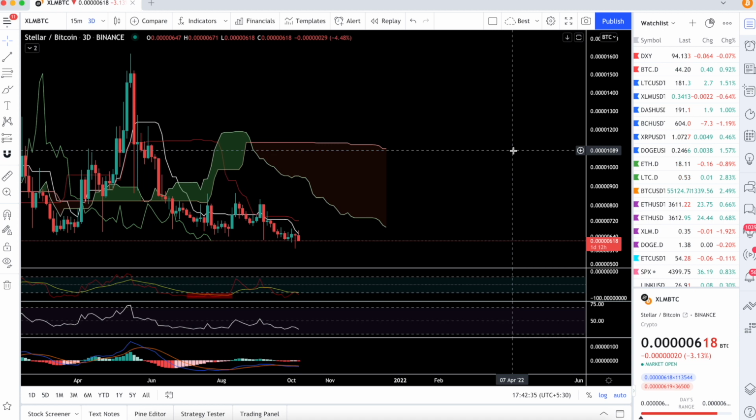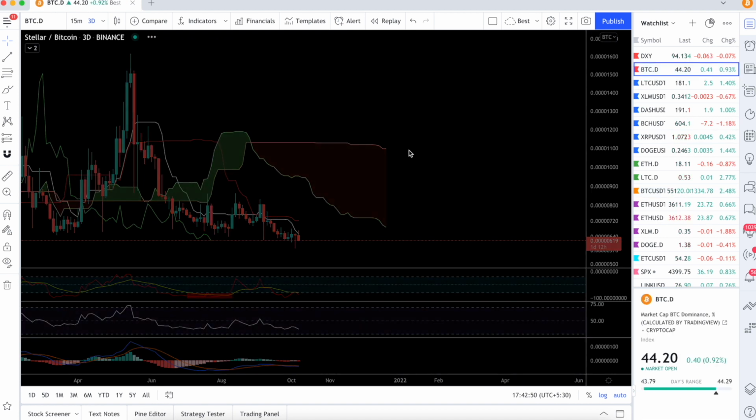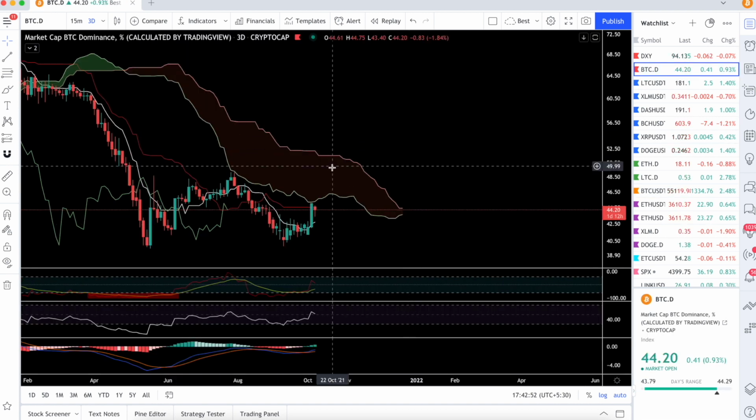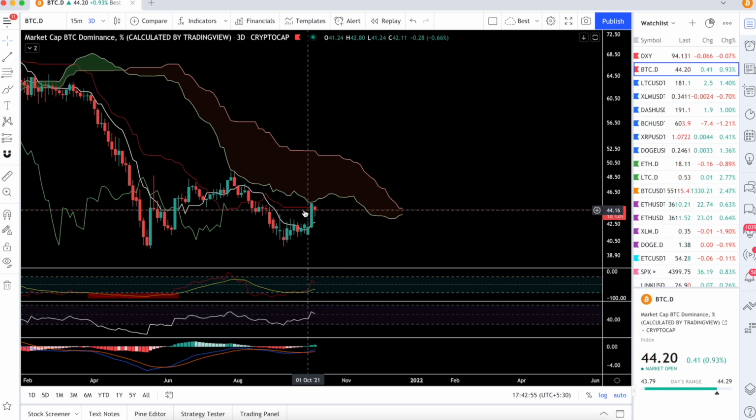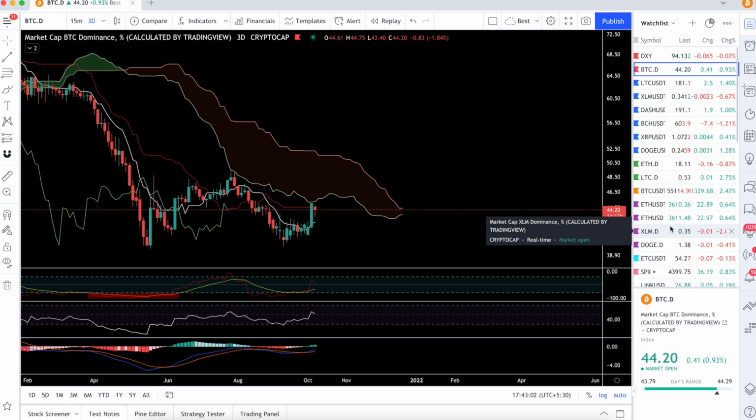So there may be times when your favorite coin may be going up in value on the USD pair, but it may be underperforming against BTC because BTC is pumping far more. And this is also evident on the BTC.D, which is right now pumping. But if it gets rejected here and goes down, the money will naturally flow into Ethereum, Ripple, Stellar Lumens, Dogecoin, Bitcoin Cash, Dash, and so on.